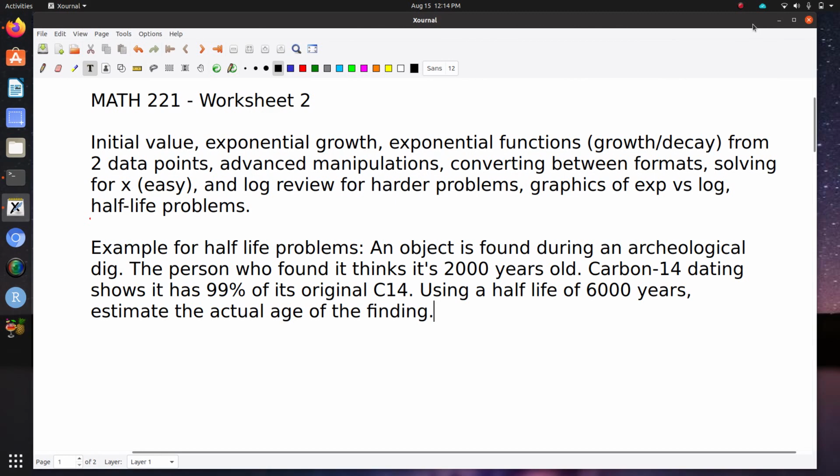But in this case, we're just going to say an object is found during an archaeological dig. The person who found it thinks it's about 2,000 years old. Carbon-14 dating shows that this object has 99% of its original carbon-14. Using an estimate of a 6,000-year half-life for carbon-14, estimate the actual age of the finding. So in your worksheet, you're going to have different numbers and a more accurate estimate for the half-life. Just wanted to show you the process on this.